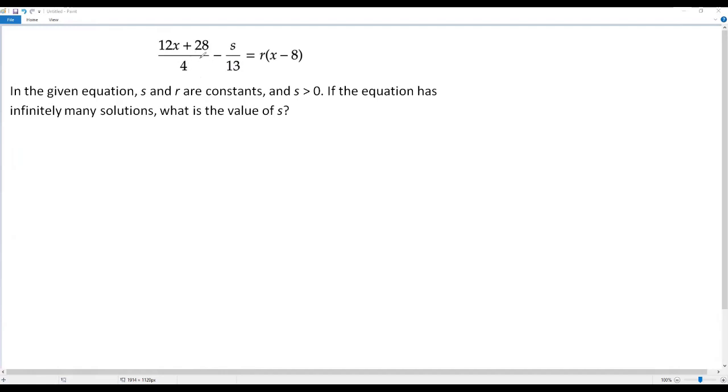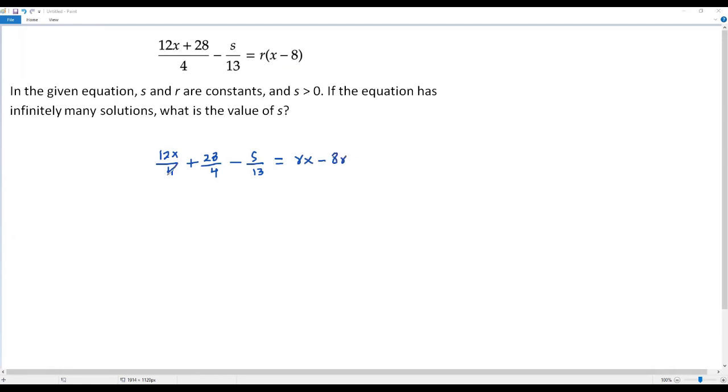Okay, now let's do some simplification on the left side and the right side of the given equation. Here 4 is a common denominator for this 12x and 28. So let's take this 4 as denominator separately for 12x and 28. Then we get 12x/4 + 28/4 − s/13 equals, we can distribute this r to x and −8, then we get rx − 8r.